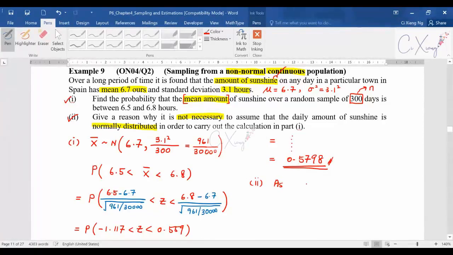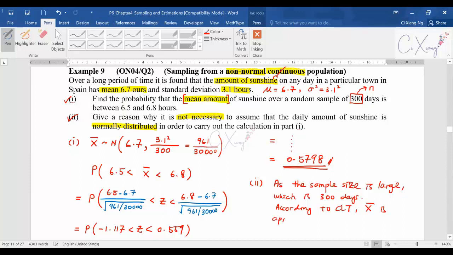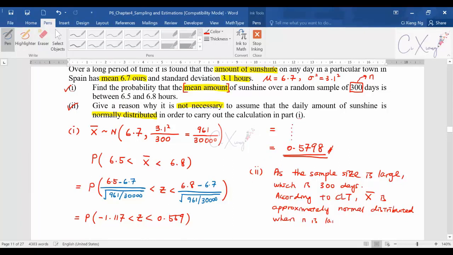Okay, so you can write it like this: as the sample size is large, which is 300 days, and then according to the central limit theorem, the sample mean is approximately normally distributed when n is large, regardless of the distribution of the population.